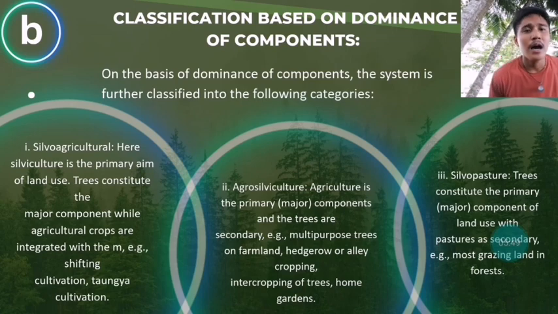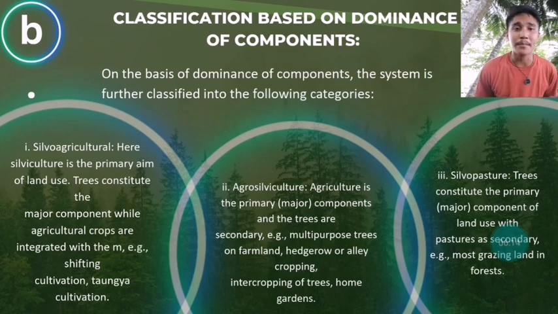Let's go to the second, agri-silvicultural. Agriculture is the primary major component and the trees are secondary. It means the main or dominant component in this area is agriculture, or the crops, and the trees are only secondary. For example, multipurpose trees on farmland, hedgerow or alley cropping, intercropping of trees, and also the home garden. So agriculture is more dominant and the trees are only secondary.